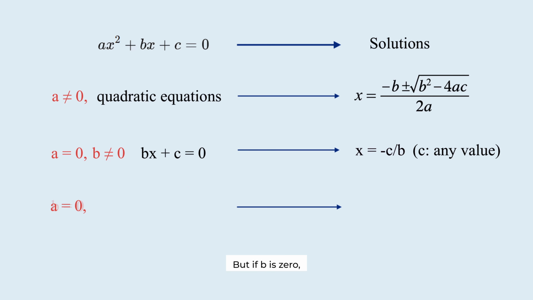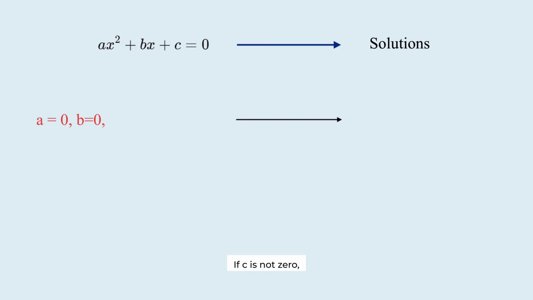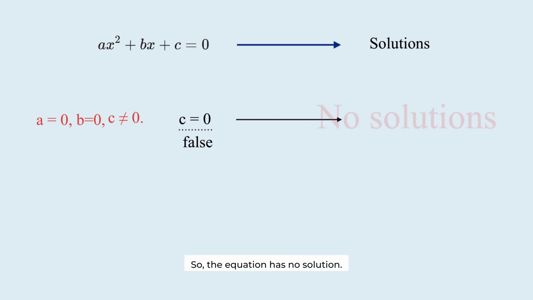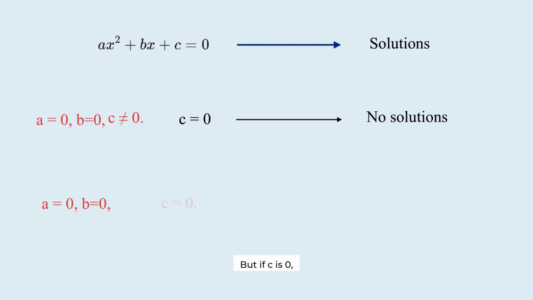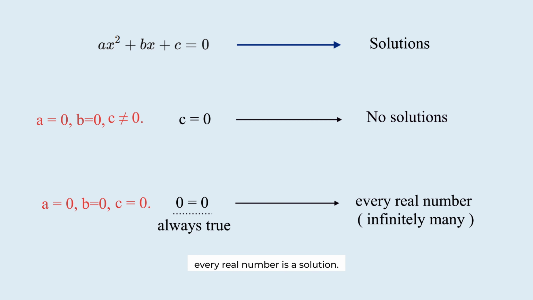But if b is 0, the equation becomes simply c equals 0. Now, let's consider two scenarios. If c is not 0, we get c equals 0, which is false, so the equation has no solution. But if c is 0, then we get 0 equals 0, which is always true no matter what x is. That means every real number is a solution.